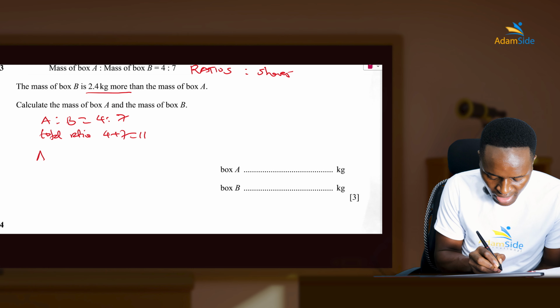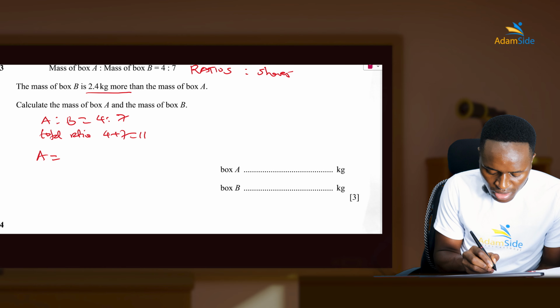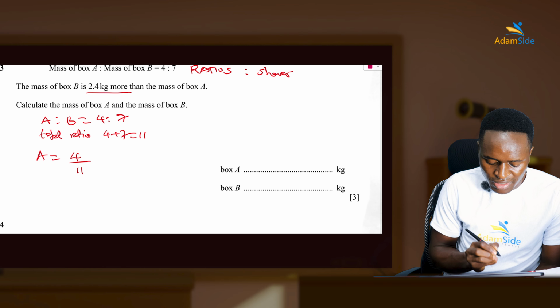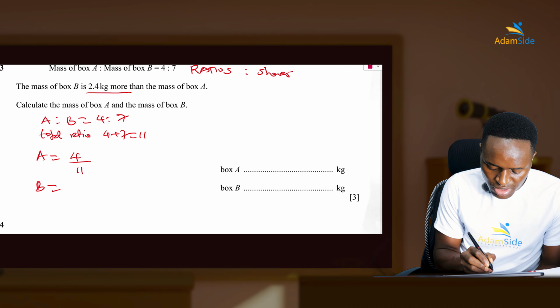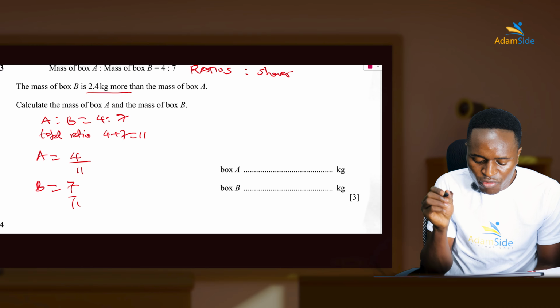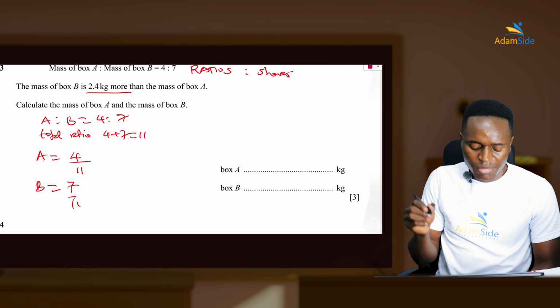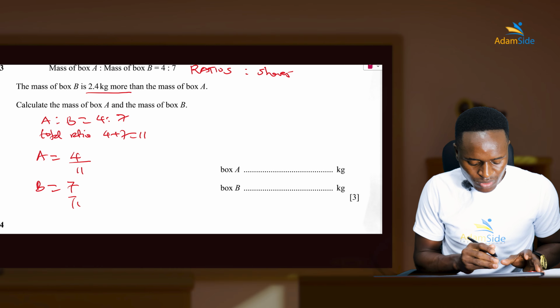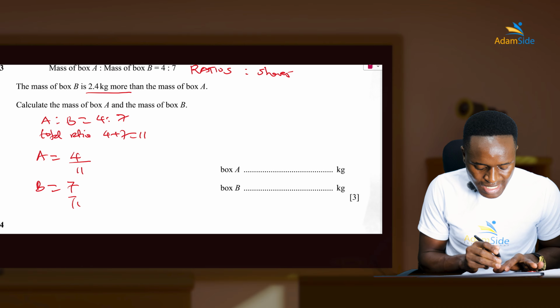What's the fraction of A? The fraction of A will be 4 out of the total, 4 out of 11. What's the fraction of B? It will be 7 out of 11. That's the first approach. And then the mass of box B is 2.4 kilograms more than the mass of box A. So what is more than? You can see the difference between B and A.